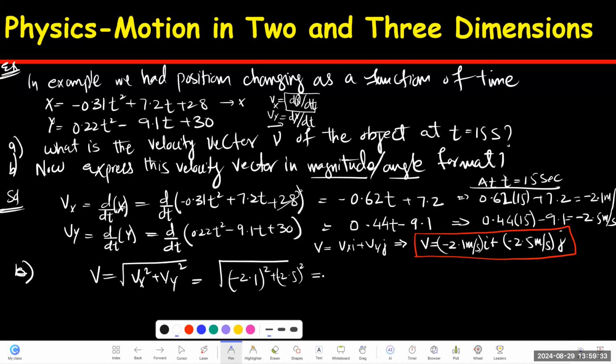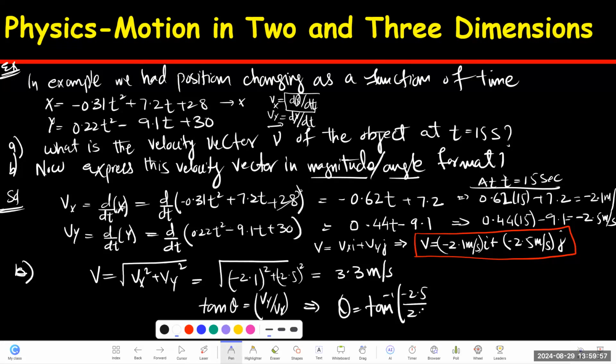Both are in a minus sign. If you solve them, you're going to get 3.3 meters per second. Okay. We also know tangent theta equals Vy over Vx. From here, I can write theta equals tan inverse. My Vy is minus 2.5 and Vx is minus 2.1 with a minus sign, so the minus gets cancelled. Divide them and you're going to get tan inverse of 1.19.